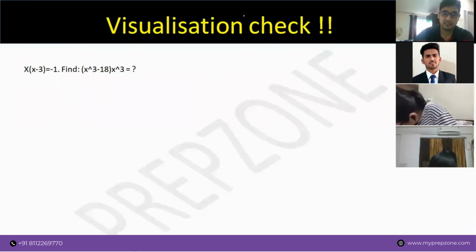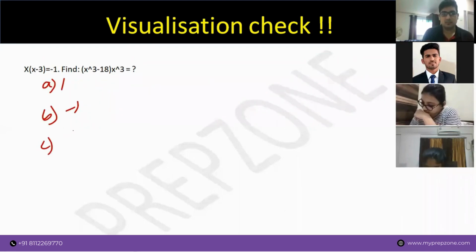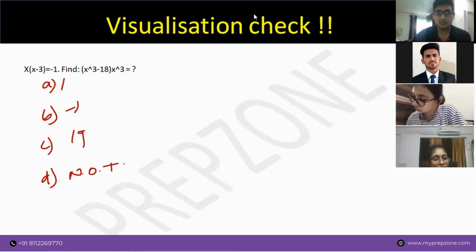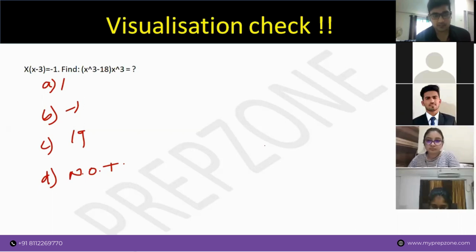It's wrong, Chaitanya, it's right. Options are 1, minus 1, 19, and none of these. Divya, good. You guys solved it in 20-30 seconds. Ankur, Kishan, Sanchit, you're able to understand things? Yes, sir. I'm doing it. Yeah. Good.